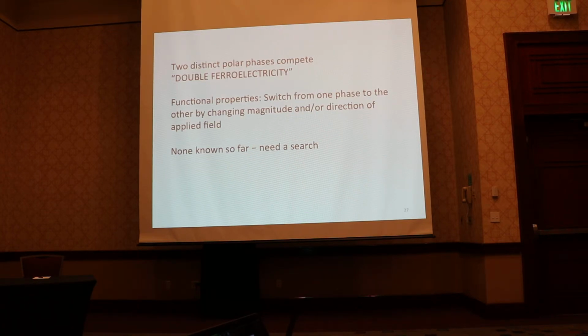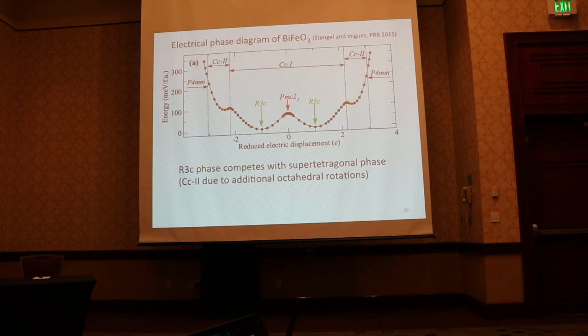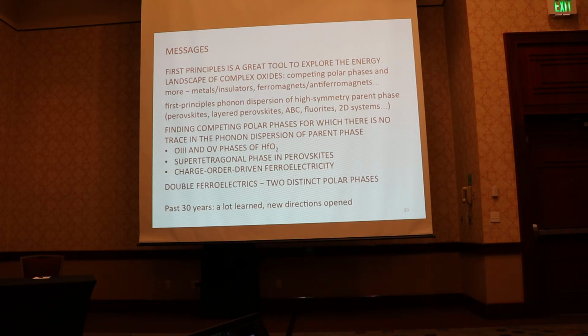Here's my last idea slide. Now that we have ways of generating all these polar phases, we could imagine systems where we have two distinct polar phases competing, and we can get functional properties by switching back and forth between them using electric fields, either changing the magnitude or changing the direction. We don't have any known so far, we need a search, but if you look at the bismuth ferrite phase diagram from Jorge and Max, which I'm sure you recognize, Jorge, you see two polar phase minima, which could be switchable maybe with some assistance. Okay, so this is my last, so I'm done.